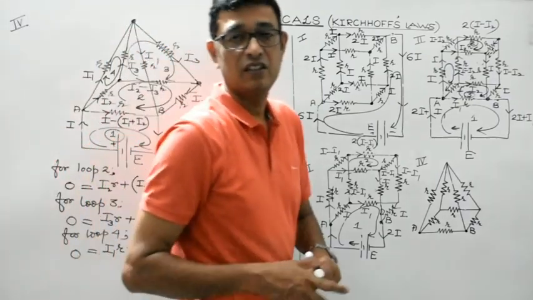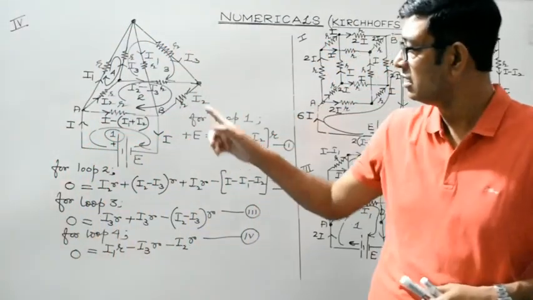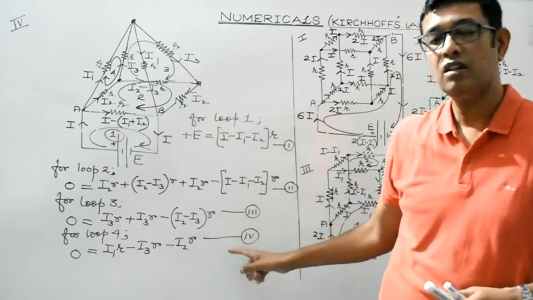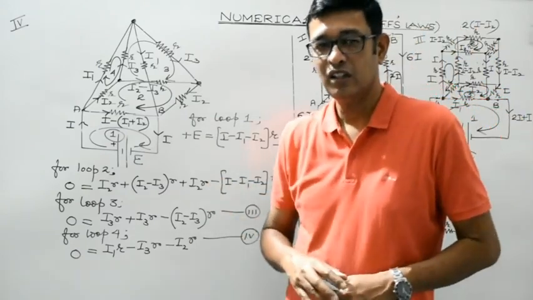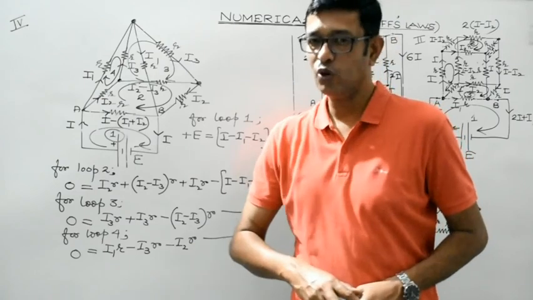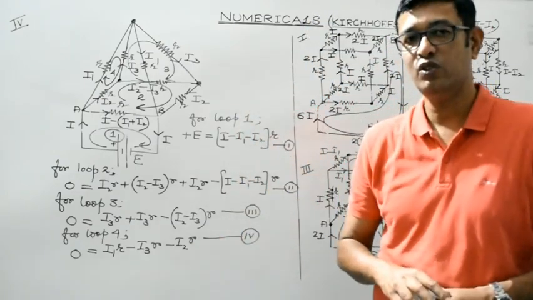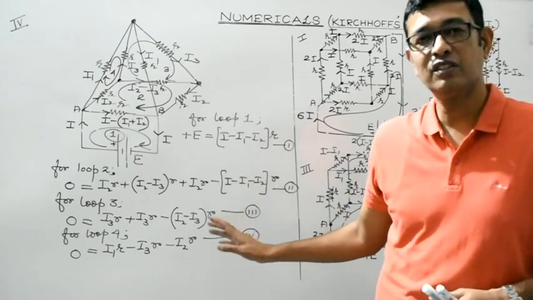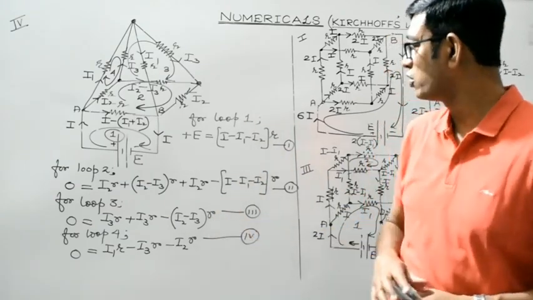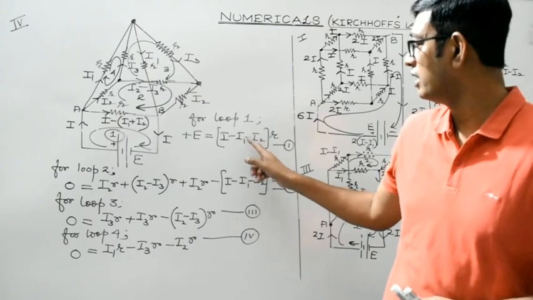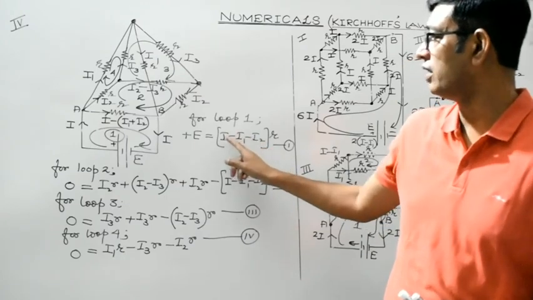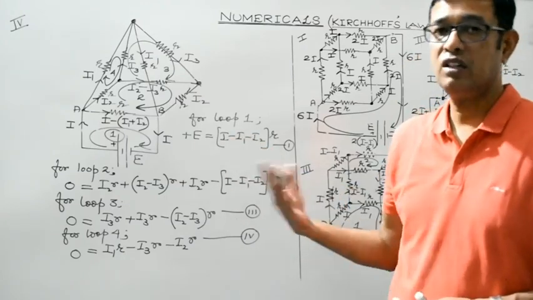So students, there are 4 variables and we have obtained 4 equations by using the loop rule. Now I hope the rest of the calculation can be easily done by you. These are the 4 equations which are to be used, and substitute the values of I1 and I2 over here in terms of I. And that will give you the answer.